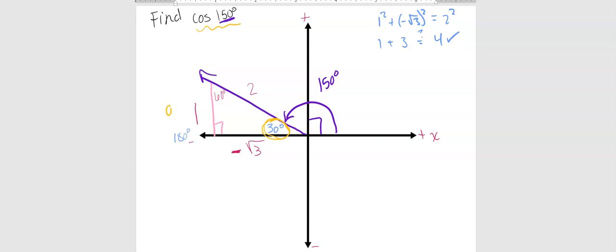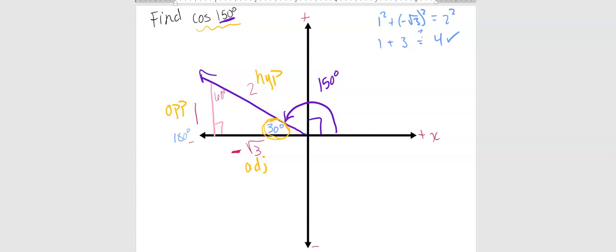So this one's opposite, this one's adjacent, this one's the hypotenuse. Really, the only difference is that that square root of 3 is negative. And that's not even something that we need to worry a whole lot about, frankly.